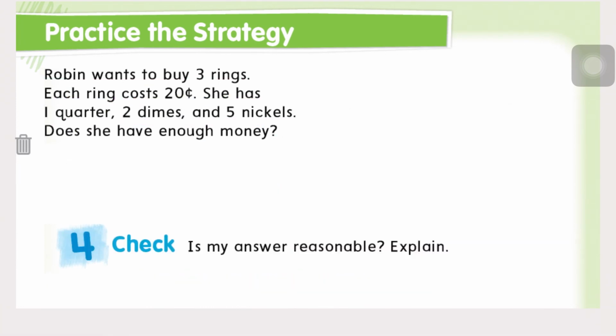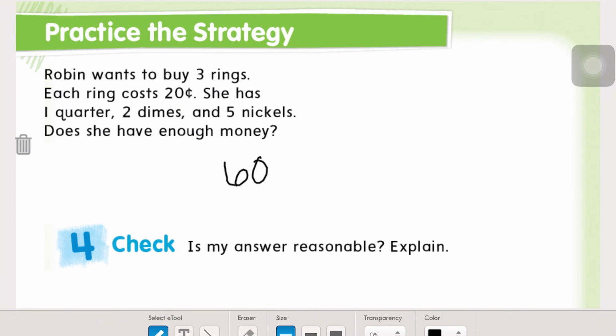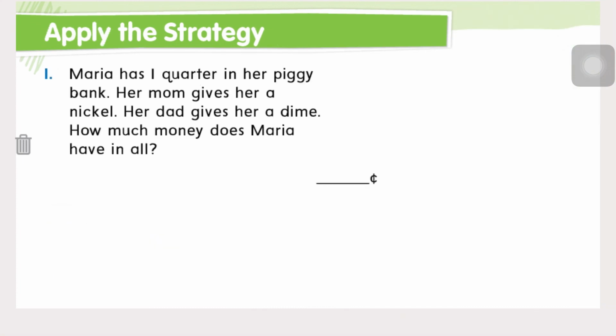It's reasonable because of the fact that 60 is less than 70, right? Which means that she has more than enough money left over. She'll actually have 10 cents left over after she buys the rings. Okay, so now you're going to try to apply the strategy as well as the brain builders and review the strategy on your own. So pages 505 and 506. Upload pictures when you have finished.